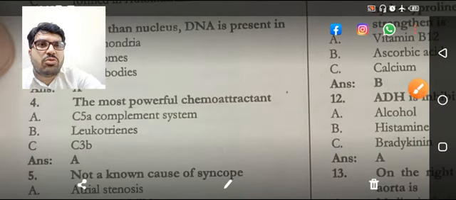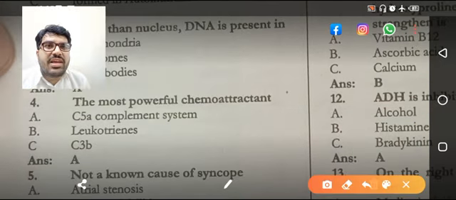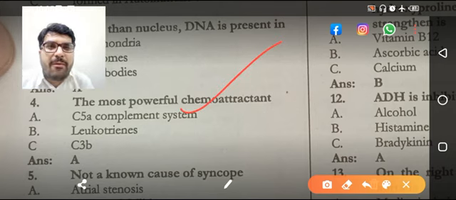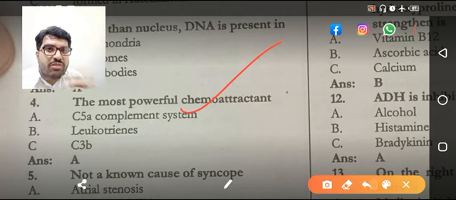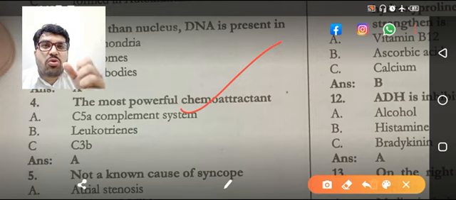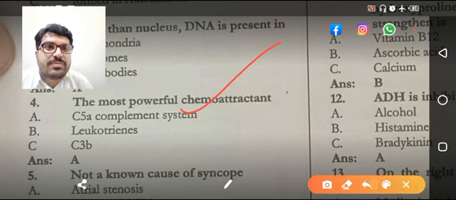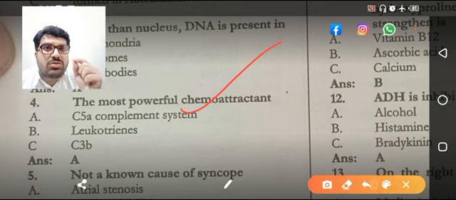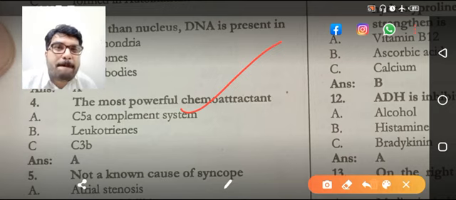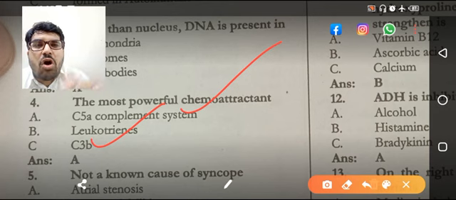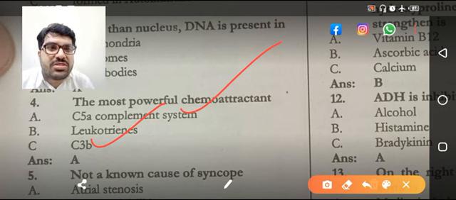Coming next, the most powerful chemoattractant is C5a. There is another MCQ that we confuse with this: the most powerful chemoattractant that causes bronchospasm. The answer is leukotriene, because that causes bronchospasm. And C3b is the opsonin, which we have discussed previously.